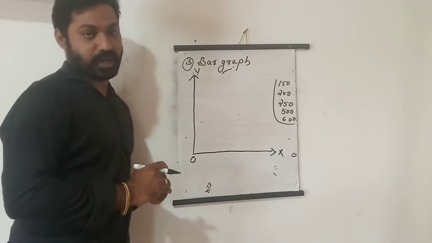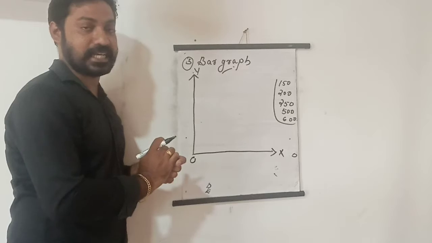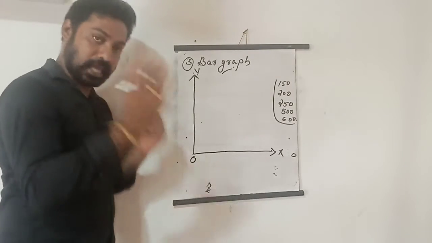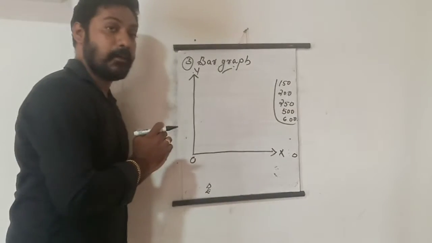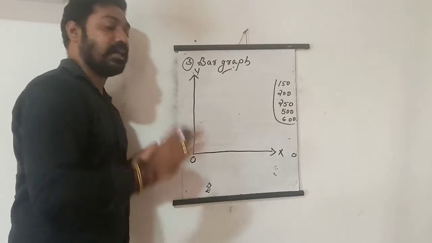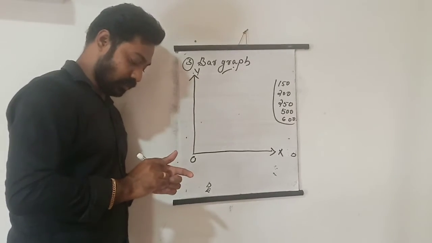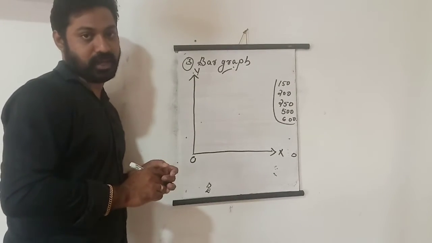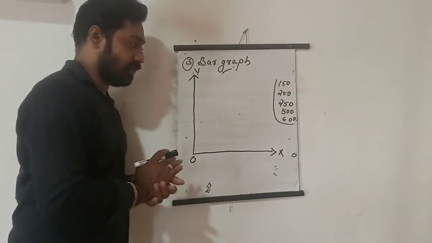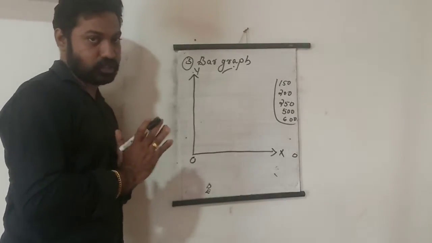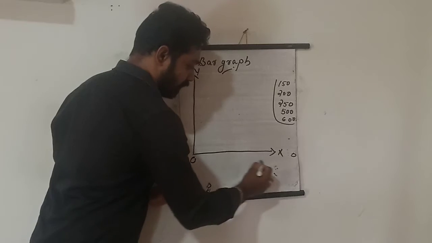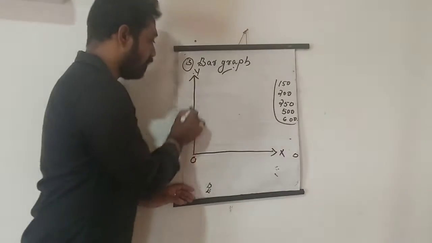After the pictograph, the next one is the representation of the data in a bar graph. The same data we are going to represent in a bar graph. In a bar graph, we have to learn some new things. There are two axes. This one is called the X axis, and this is called the Y axis.